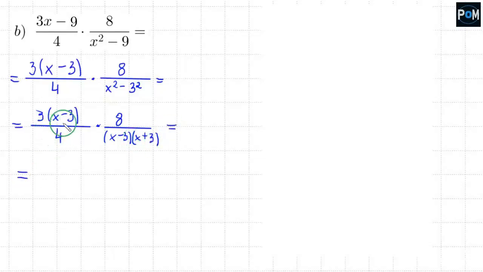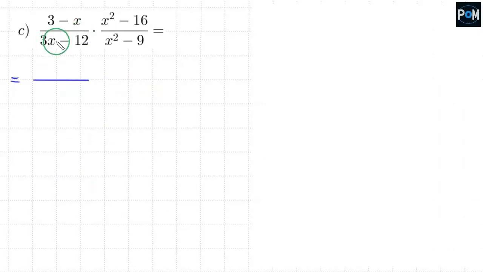And now it's nice because the parentheses have repeated. I have such a parenthesis here and here, so this parenthesis cancels out with that one. The 4 also cancels out with the 8. From the 4, 1 remains after dividing by 4, and from the 8, 2 remains. The final result will be, on the top I have 3 and 2, I multiply this, getting 6. On the bottom, there's nothing left. This parenthesis disappeared, so only this parenthesis x plus 3 remains. And that is the end of example B.